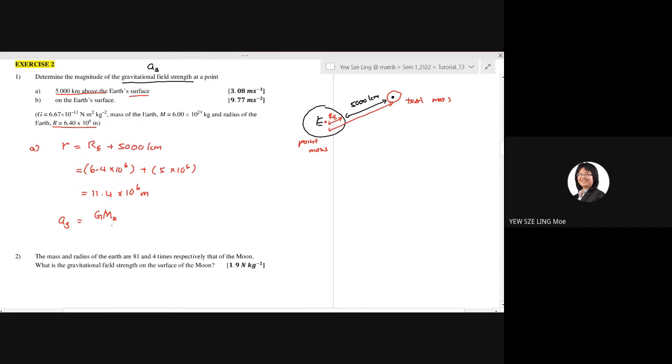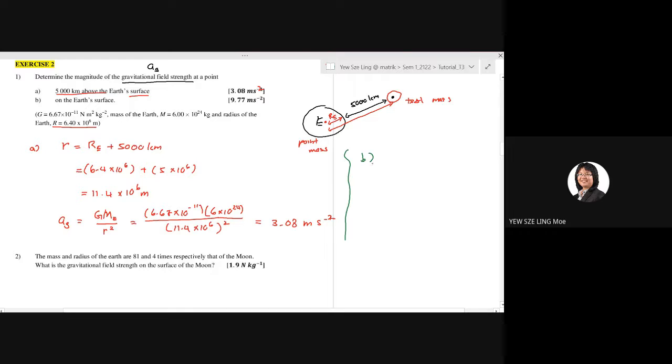So GM over R squared, which is 6.67 times 10 to the power of negative 11 times with the mass of the Earth, which is 6 times 10 to the power of 24, divided by R squared. Okay, we have 11.4 times 10 to the power of 6 squared, which is equals to 3.08 ms negative 1. Oh, ms negative 2. Okay, jawapan ada salah. This is 2. So 3.08 ms negative 2. Okay, ms negative 2.